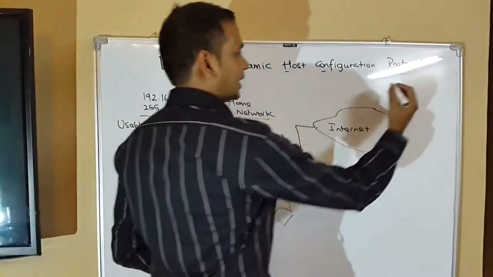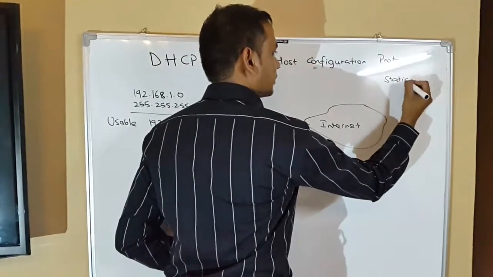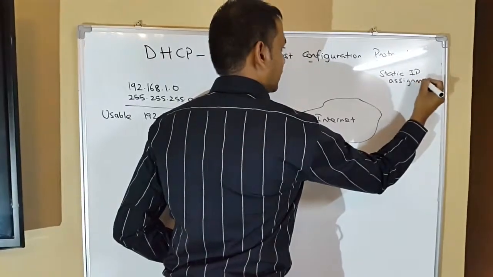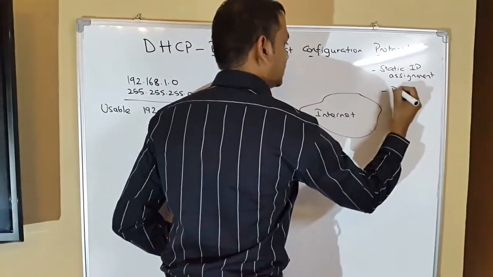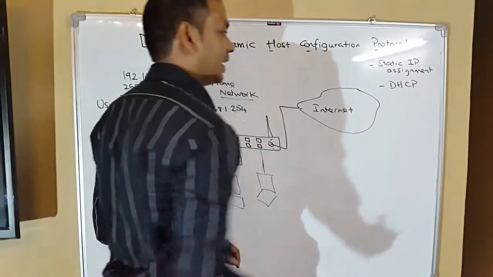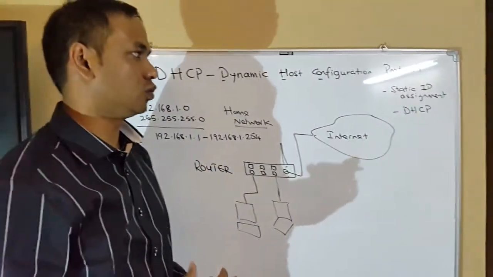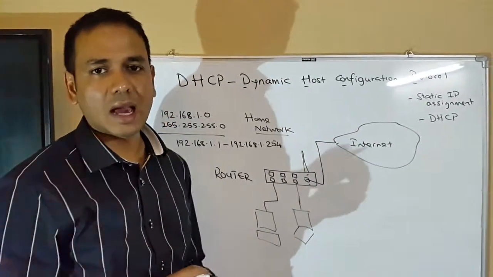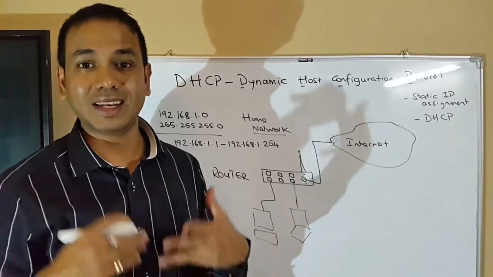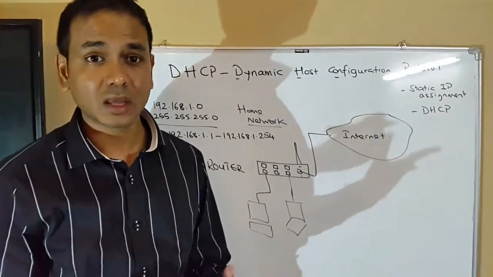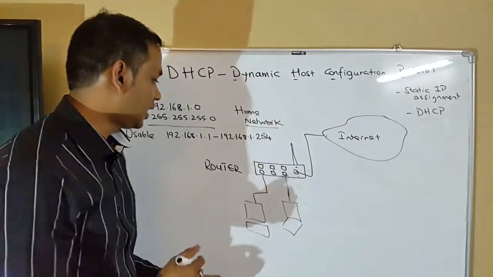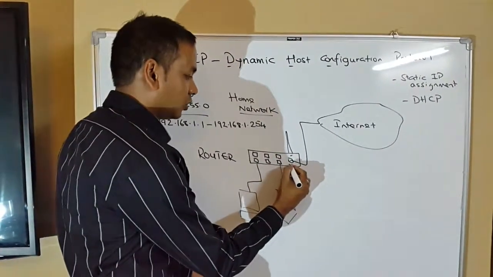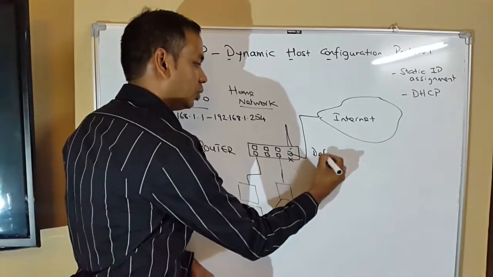Now, there are two modes that you can assign IP addresses to hosts on a network. One is called static IP assignment, and one is from DHCP, the Dynamic Host Configuration Protocol. For static IP assignment, all IP addresses that you assign to hosts on a network will not change.